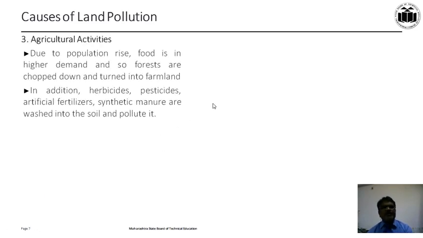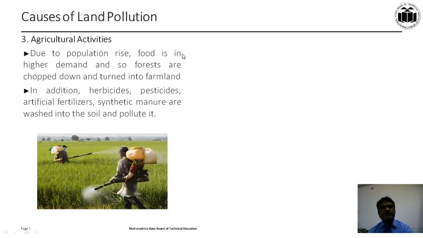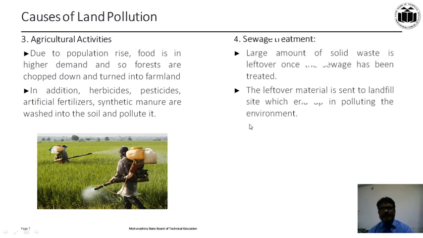Third cause is agricultural activities. Due to increase in population, food is in higher demand and therefore forests are chopped down and turned into farmland. In addition to these, herbicides, pesticides, artificial fertilizers, synthetic manure are washed into the soil and the soil gets polluted.